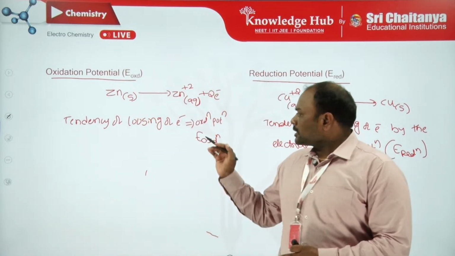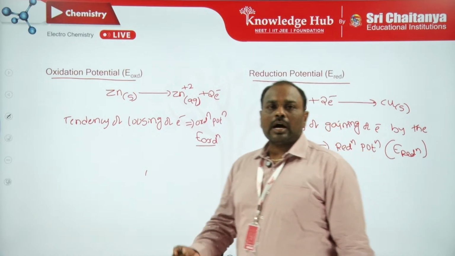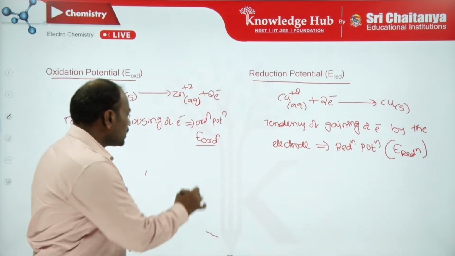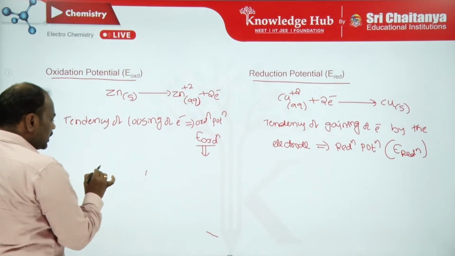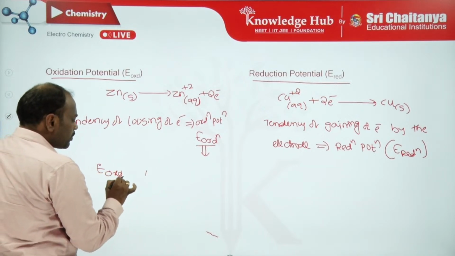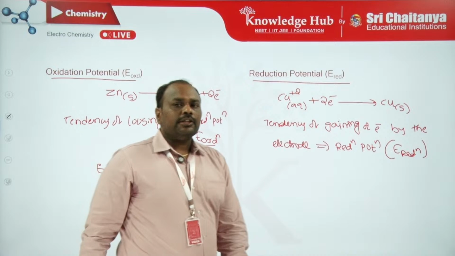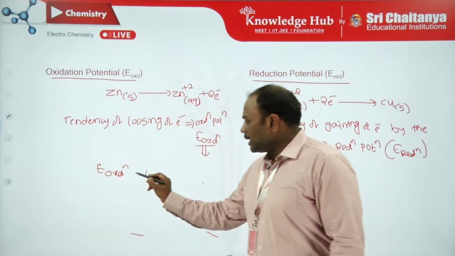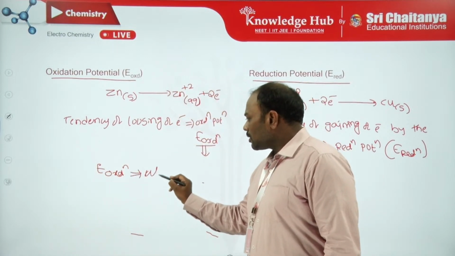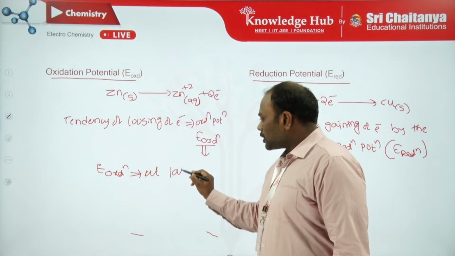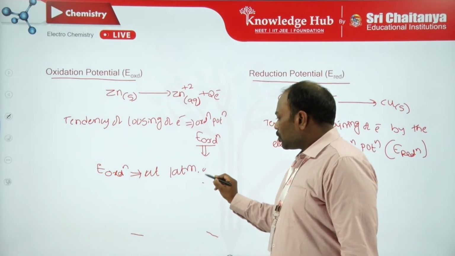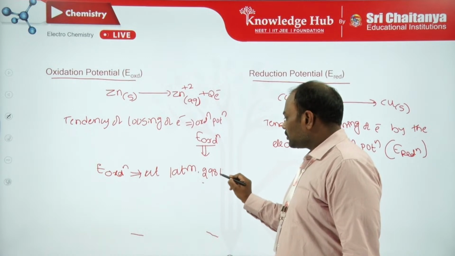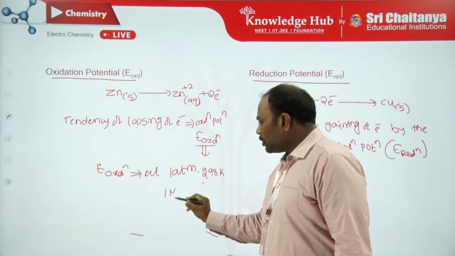Suppose the oxidation potential values are measured at 1 atmospheric pressure, 298 kelvins, and for 1 molar solution.